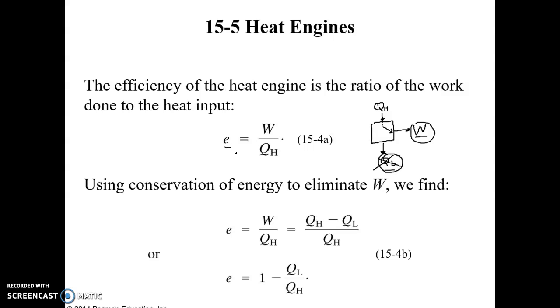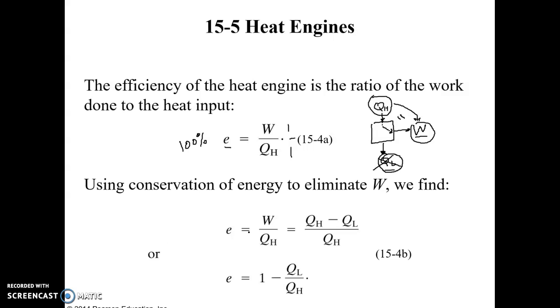So we're going to introduce this idea of efficiency as the ratio of work over QH. So if the work was equal to the QH, if all of the QH became work and they were equal, we would have 1 over 1. We would have a 100% efficient engine.